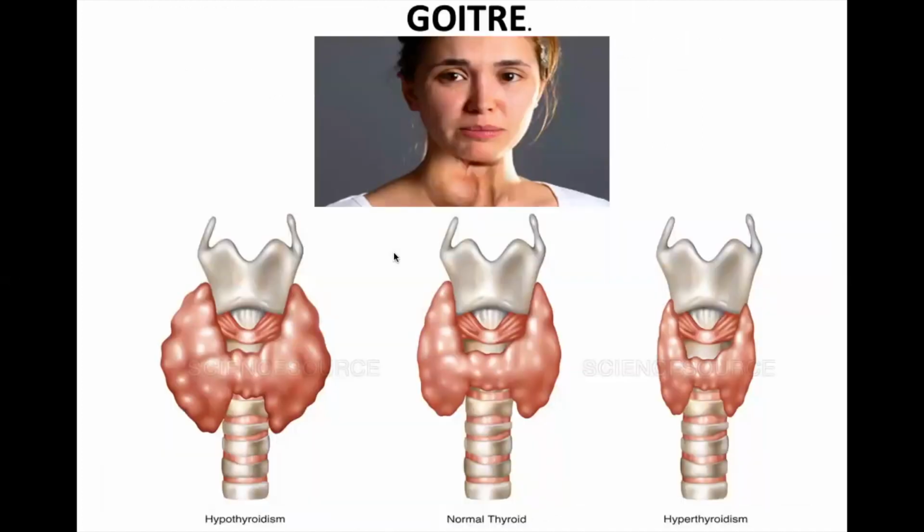Goiter is caused because of the swelling of the thyroid gland. At which part? At the neck. So this is hypothyroidism and this is hyperthyroidism. It is swollen here. And this is a normal thyroid.